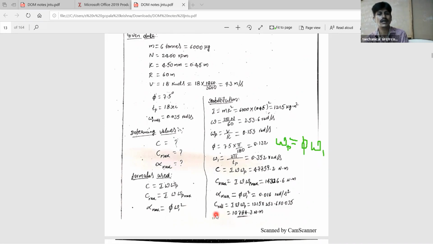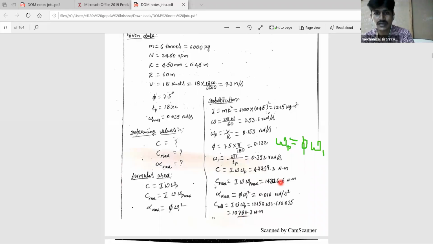And now going to take the last one, that is the rolling effect. When we get the rolling effect, we find our gyroscopic couple. It is a similar formula, but with a small amendment. I omega P, where I is 1215 and omega is 253.6. But this omega P belongs to the rolling value, that is 0.035. Just write that value 0.035. Then we get our gyroscopic couple during the rolling, that is 10784 Newton meter.